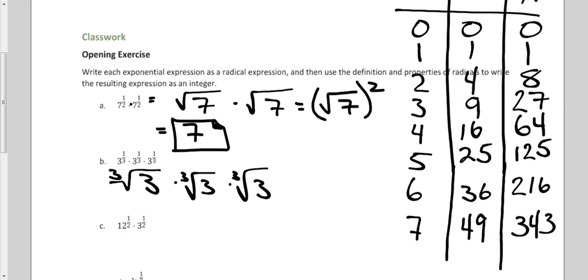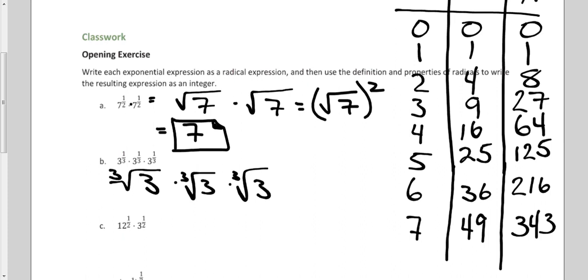What do you do with exponents like the 1/2 and the 1/3? 7 to the 1/2 is the same as the square root of 7. That's what we talked about the other day, right? But he didn't explain it, he just wrote it.